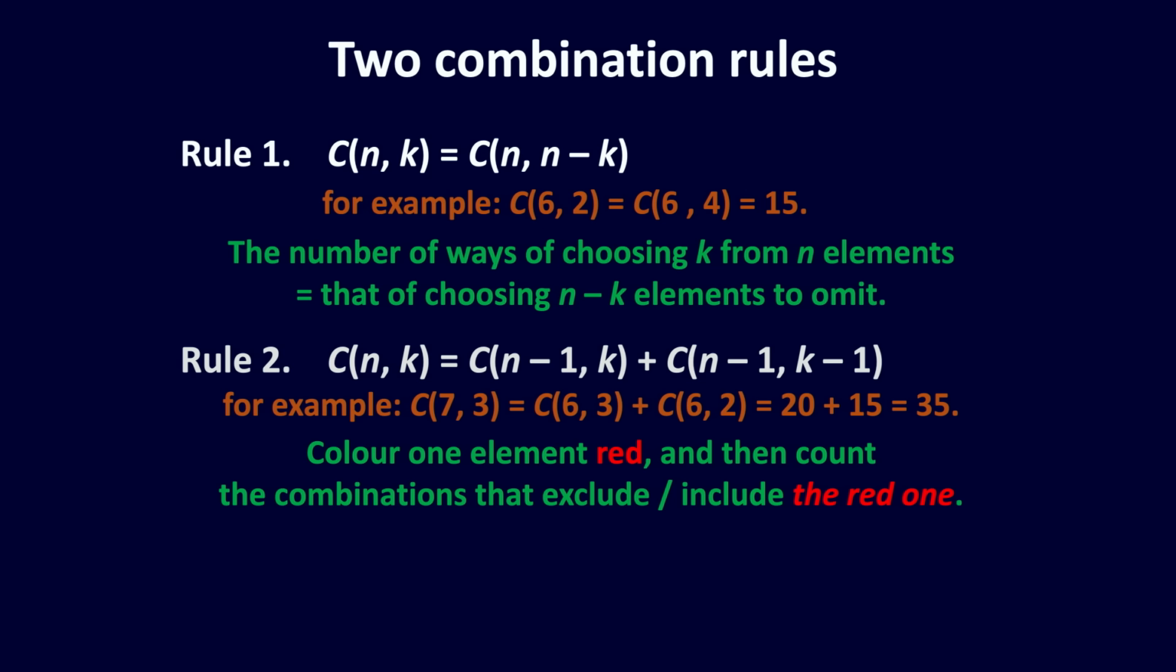To do this, let's mark one of the n objects in some way, for example, color it red. Then any choice of k of the n objects either excludes the red one, requiring us to choose k objects from the remaining n minus 1, or includes it, requiring us to choose k minus 1 of the remaining n minus 1. So Cnk, the total number of choices, is equal to Cn minus 1 k, that's the number of choices that exclude the red one, plus Cn minus 1 k minus 1, the number of choices that include it.